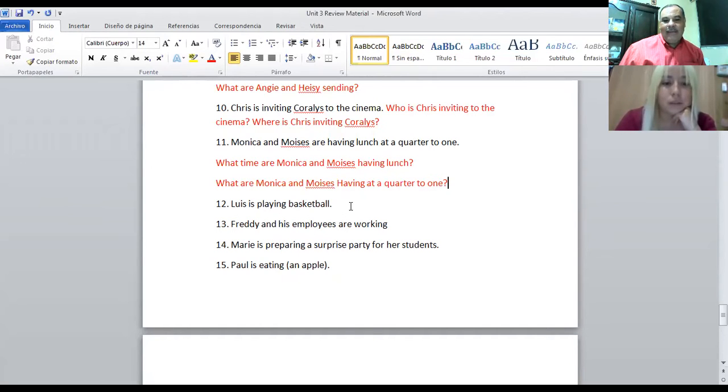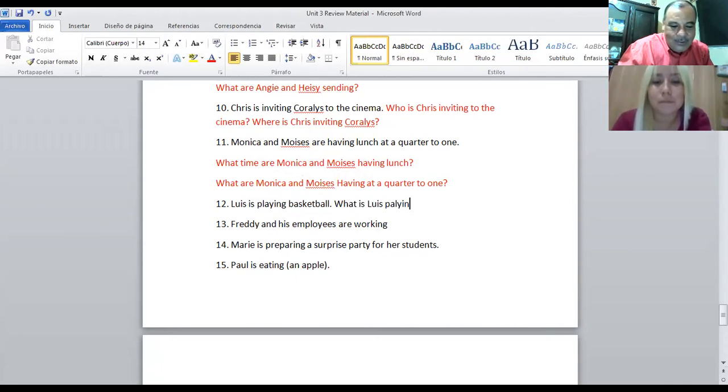Beautiful. Luis is playing basketball. Ese sí es de do. No, why? Look, he's playing. You cannot mix, Jacqueline. You cannot mix, okay? No puede mezclar, okay? Luis is playing basketball. What is Luis playing? You see? Why complicating? What is Luis playing?